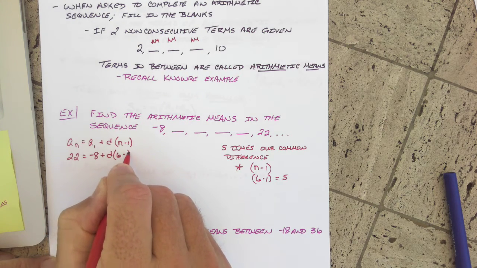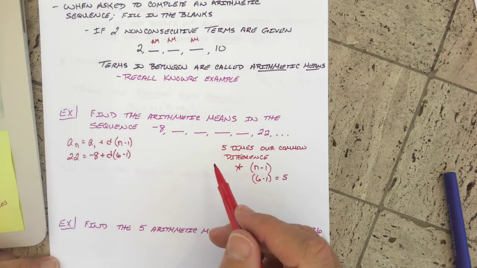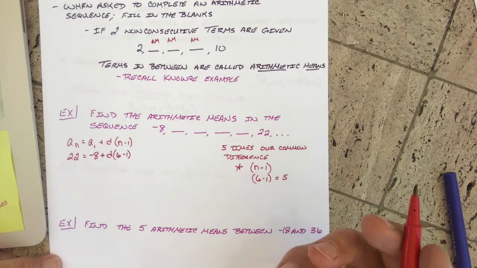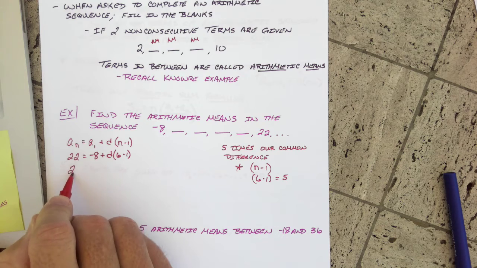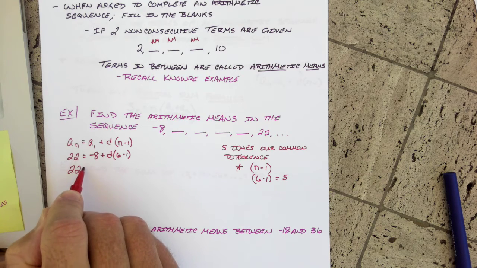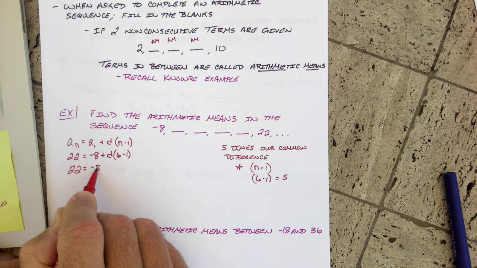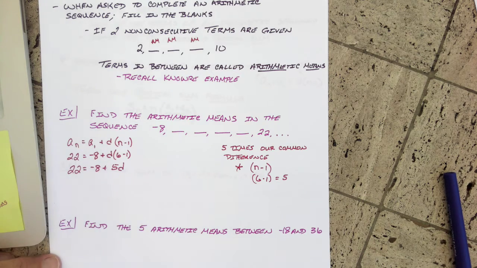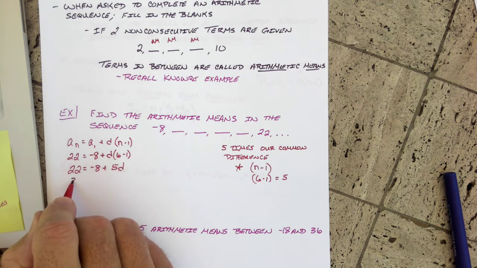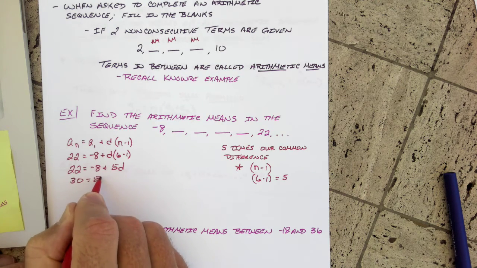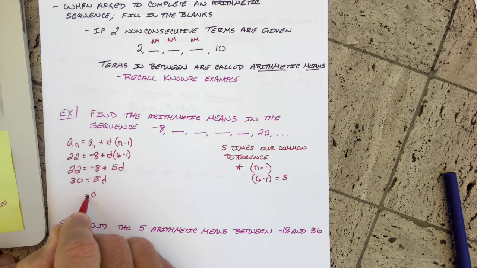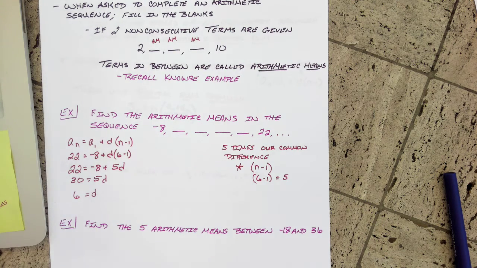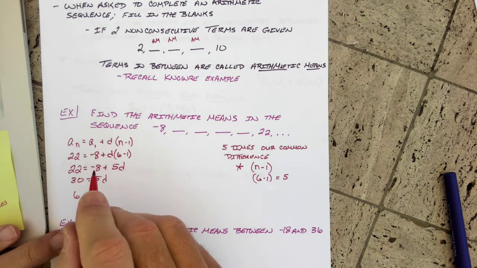6 minus 1. Again, many of you could jump to this. If you miss a step or two, that's fine. 22 equals negative 8 plus 5d. All right, solve for d. Add 8 to both sides. 30 equals 5d. Our common difference in this particular arithmetic sequence is 6. So now use this to fill in the missing spots.